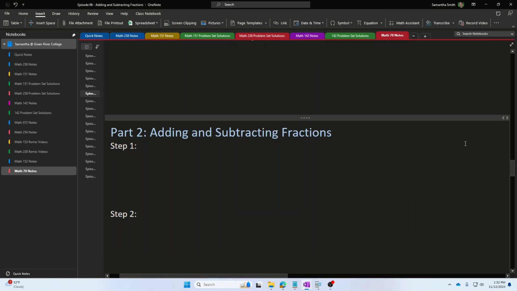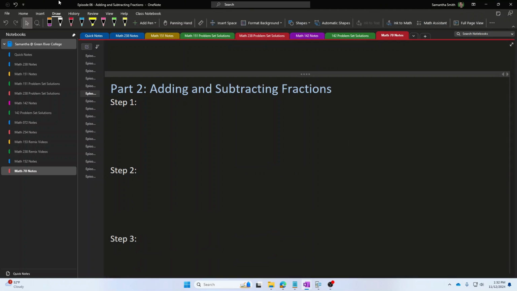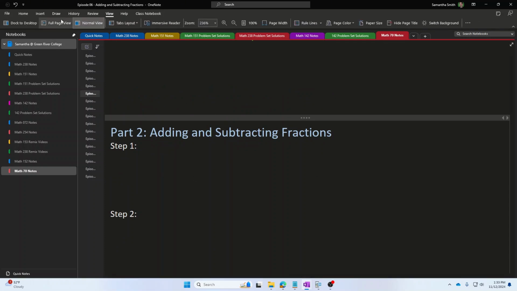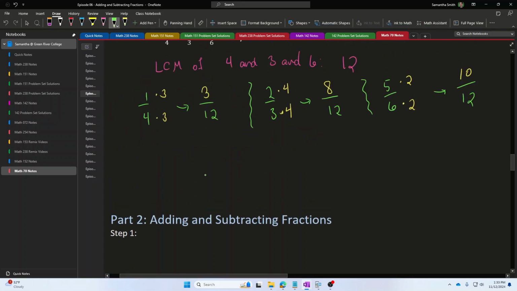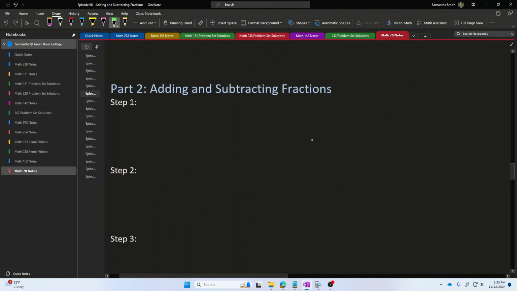Hello everyone. In this part of the video, we are going to be talking about how we add and subtract fractions. Now, when you're adding and subtracting fractions, the first step is to rewrite all the fractions so that they have the same denominator. So using the same kind of method that we used in part one, we'll start out by finding the least common multiple of all the fractions we're adding and subtracting.